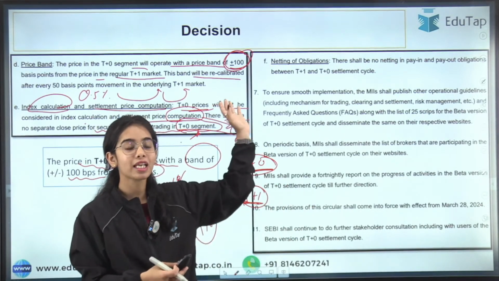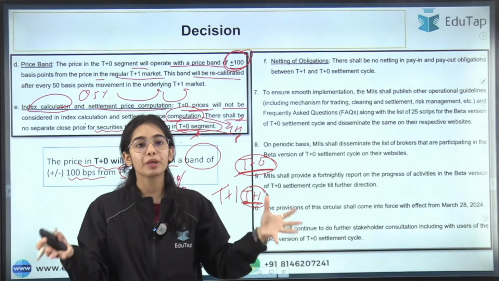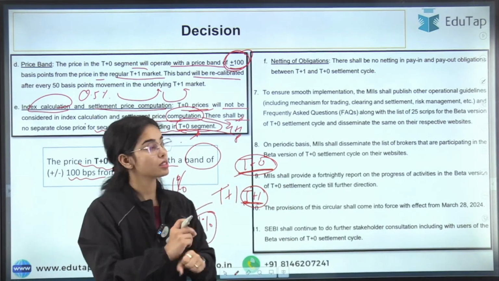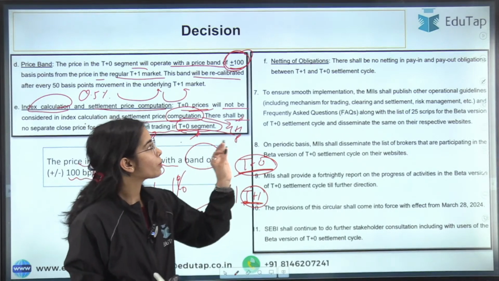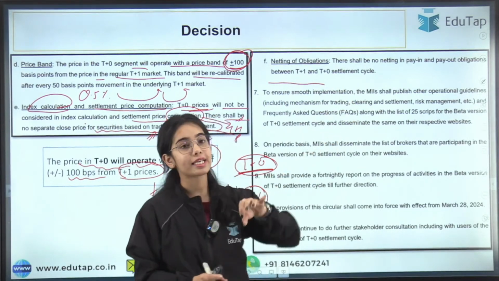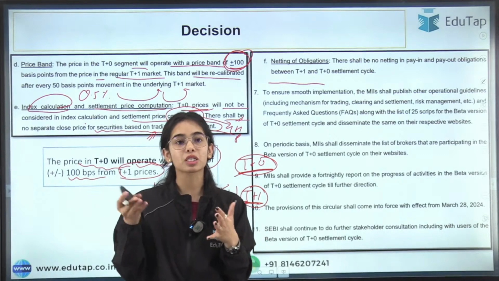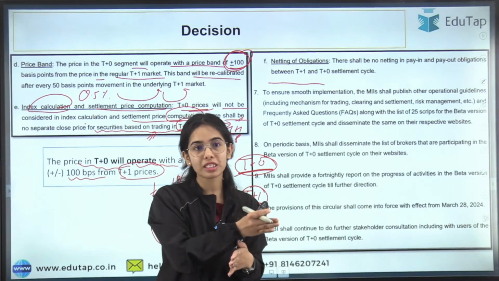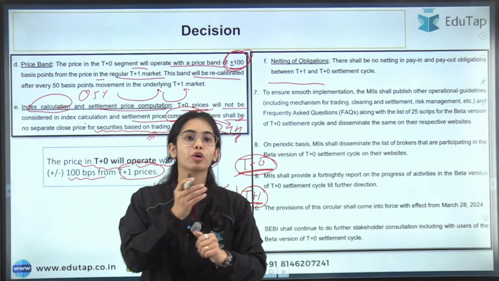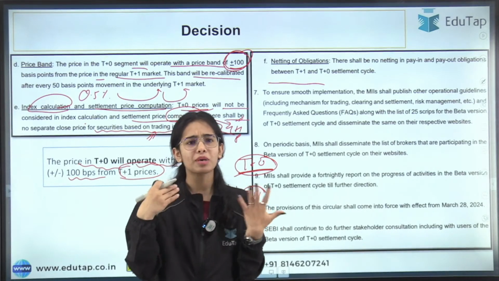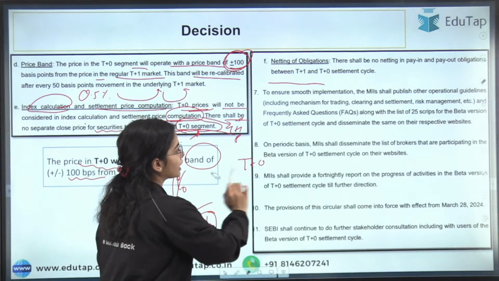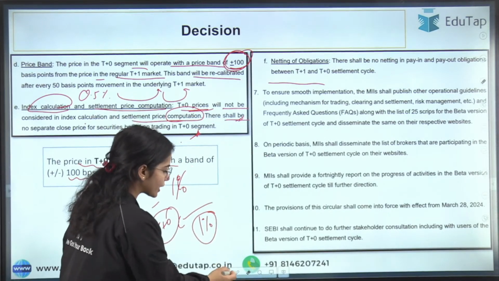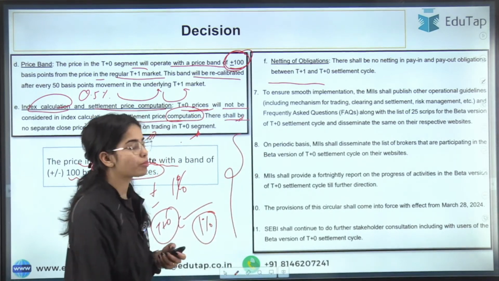So that means the netting of settlement cannot happen between two different cycles. There shall be no netting of pay-in and payout obligations between two different settlement cycles. That will be wrong, because one party will be giving the securities on T+0 and the other party will be giving the money on T+1. That can lead to much confusion and much risk for the parties. Okay. Now, this is the whole circular from SEBI.